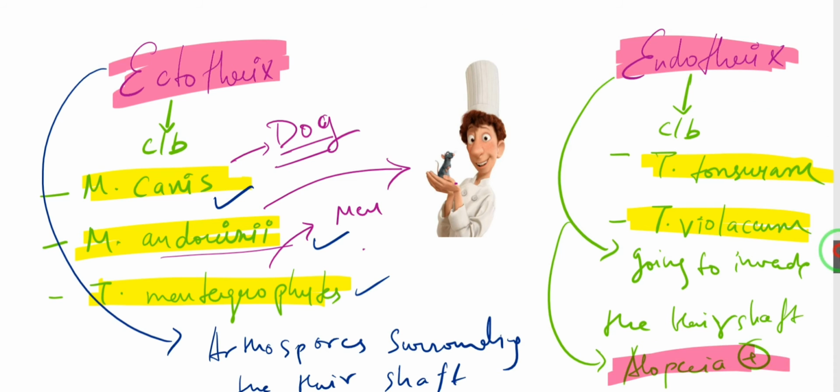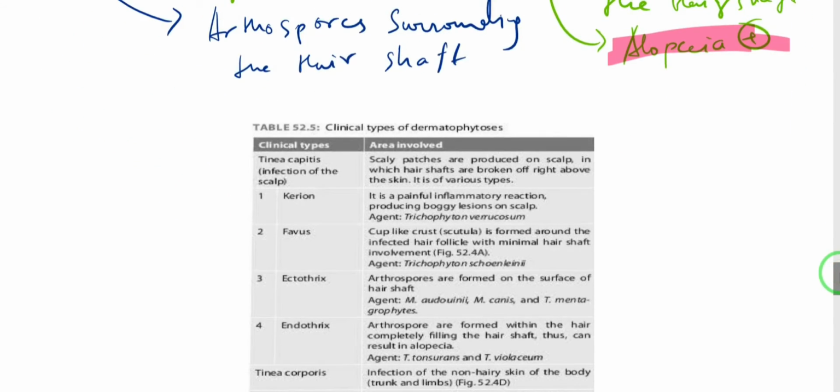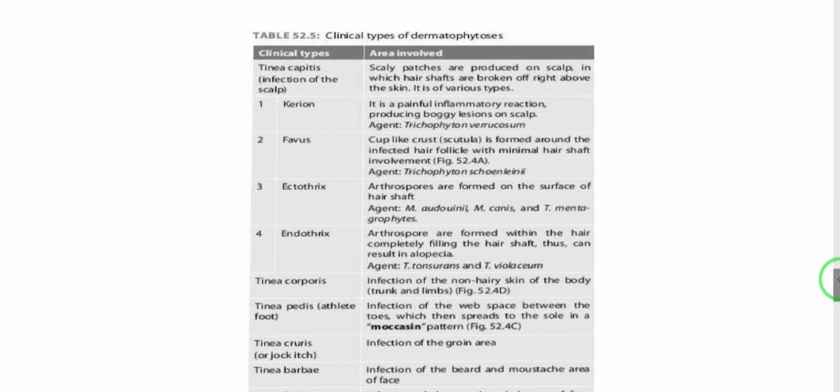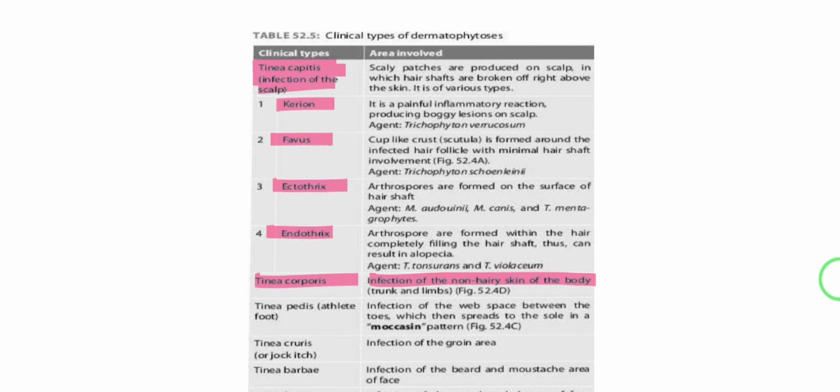Okay, next we have a lot of dermatophytoses. We have discussed these already. Tinea capitis, which is the infection of the scalp, and under tinea capitis we have discussed kerion, favus, ectothrix, and endothrix. Right now we have tinea corporis. Corpus means body, so the infection of the non-hairy skin of the body is known as tinea corporis. We have tinea pedis, or athlete's foot. It is the infection of the web spaces between the toes, which then spreads to the sole in a moccasin pattern. There is a picture of that, right?